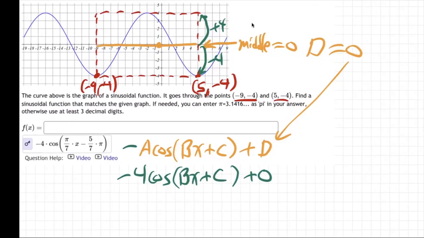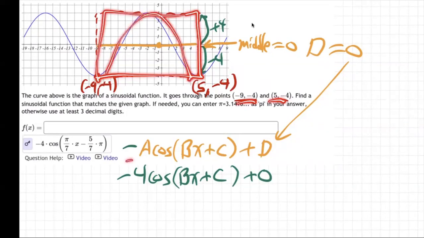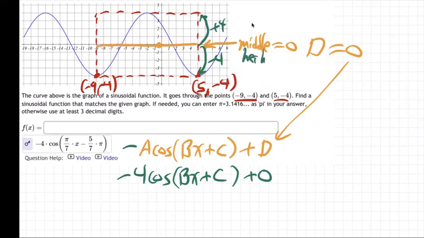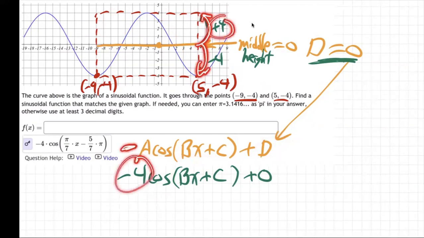So again, how have I done this so far? You put a box, they said go from -9, -4, -5, -4. I put a box right there. Looked at it, it's a U upside down. So that means it's a negative cosine. I found the middle of that box, the middle height. The middle height is 0, that's D. That goes out here. It's A cosine BX plus C. And then how far above and below the middle the graph goes, 4. That's the A in the front. We already know it's negative because it's an upside down cosine. It's a U turned upside down. So now we just need B and C.